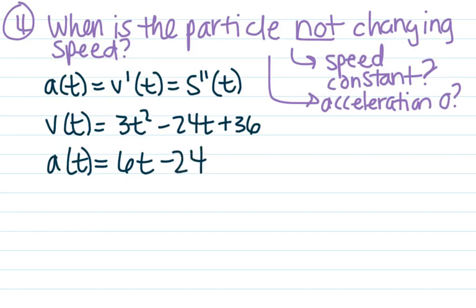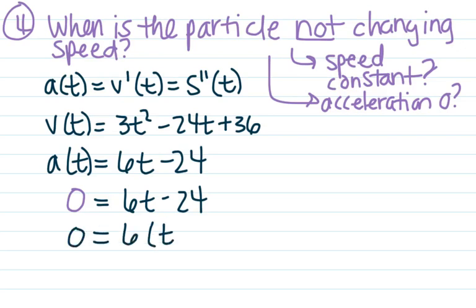And we want to know when that acceleration is 0, or the speed is constant. It's not increasing velocity or decreasing velocity. And this one's pretty easy to solve. I still prefer to factor with each of these, just as good practice, but you could move the 24 over, obviously, and go from there. Okay, and so we're getting a time of 4 seconds as whenever the particle is not changing speed.